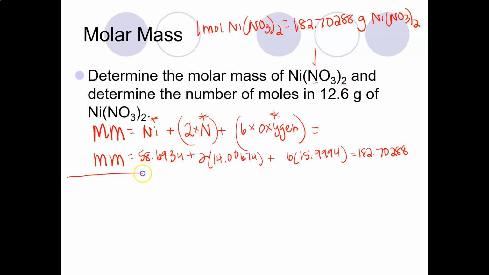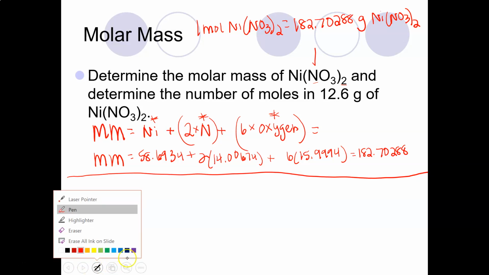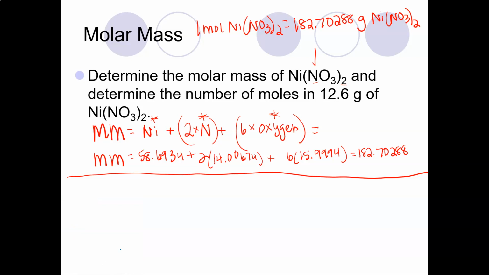The second question, which I didn't really pay much attention to until now, was determine the number of moles in 12.6 grams of nickel 2 nitrate. So this is a dimensional analysis type problem. We're just doing some math. So what unit do you think we want our answer in? Well, it's going to be moles, and I'm going to be very specific, of nickel 2 nitrate.